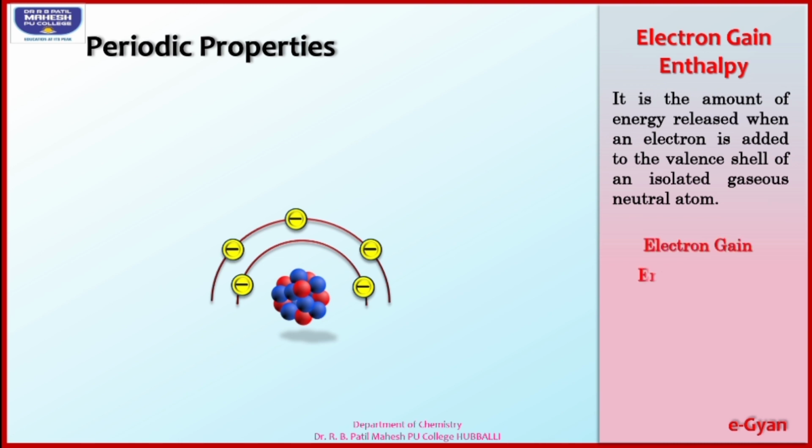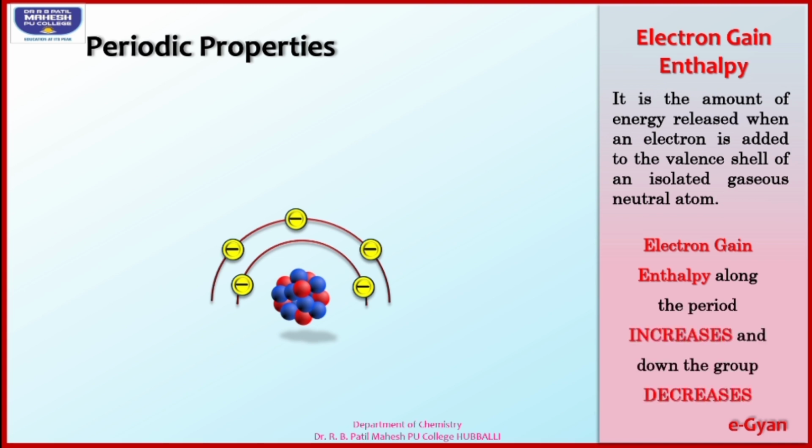Trend is electron gain enthalpy along the period it increases and down the group it decreases. Smaller the size, addition of electron liberates greater amount of energy. Along the period increases, down the group decreases.